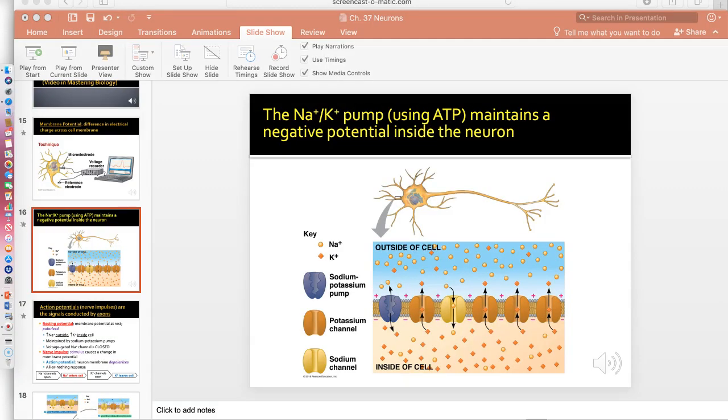I do need to add, because I don't think I said, when I say going with the concentration gradient, that always means from a high to a low concentration of something. If I say going against the concentration gradient, it would be just the opposite. Please make sure that you understand that.